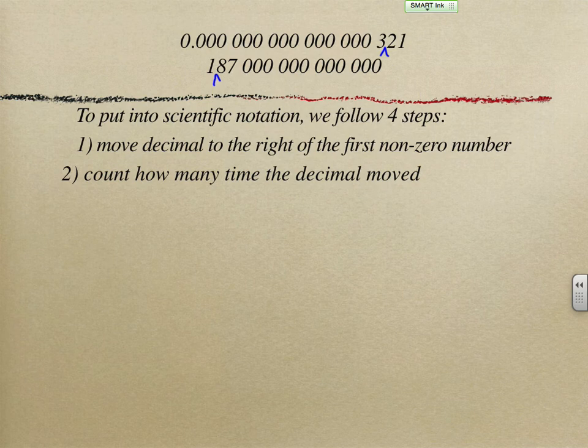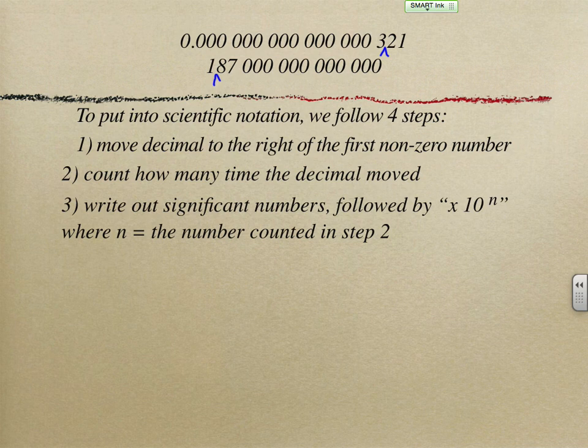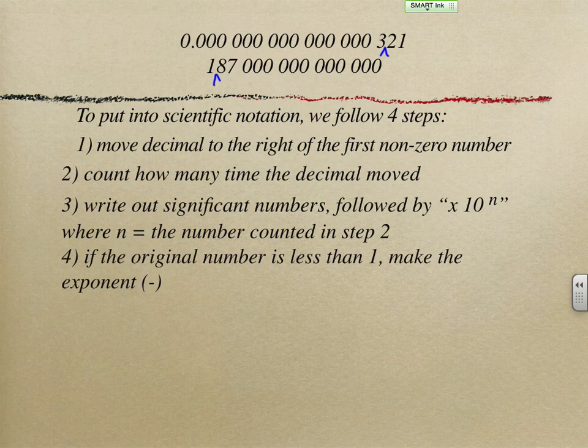So yeah, here I can count this, and I go 3, 6, 9, 12, 15, 16. This one I'm going to go 3, 6, 9, 12, 13, 14. So we count how many times it moves. Third thing, we're going to write out the significant numbers followed by times 10 to the n, where n is that number we just counted. After we do that, if our original number is less than 1, we're going to make the exponent negative.